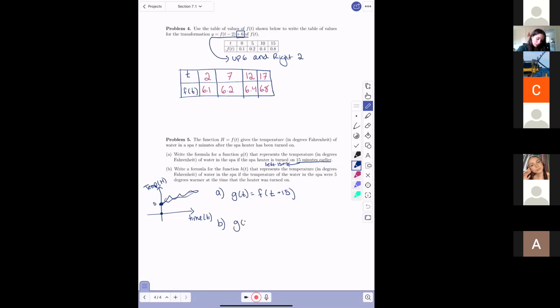So we'll have g of t is equal to, and since the initial value is 5 degrees warmer, it's going up 5 degrees. So we'll have g of t is equal to f of t, and then add 5 to that output to shift it up. Any questions there or on anything else from today?